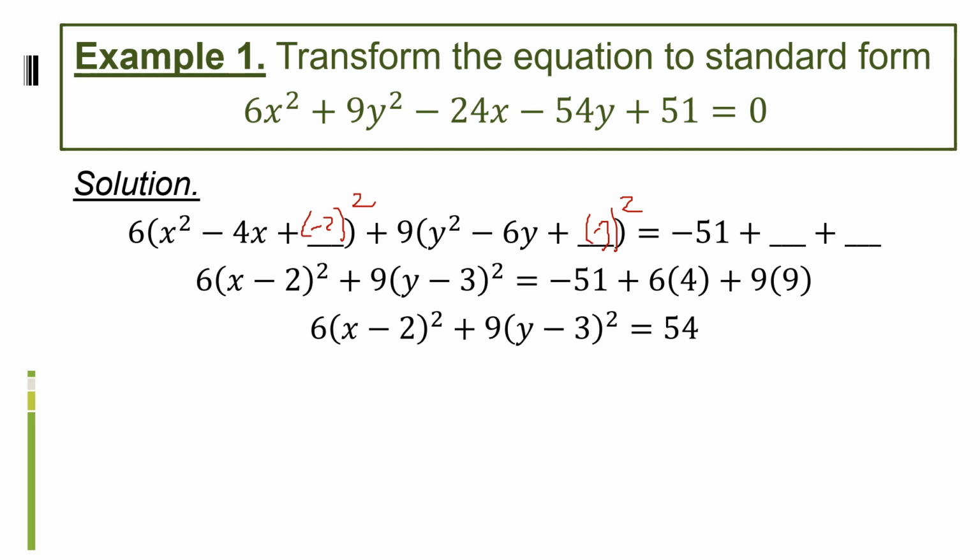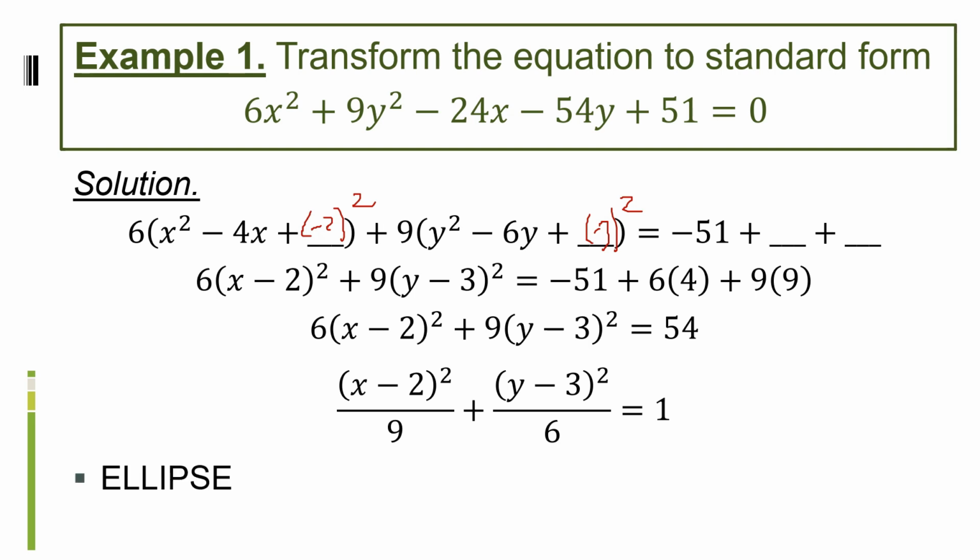And if we divide everything by 54, we have (x minus 2) squared over 9 plus (y minus 3) squared over 6 is equal to 1, which is an equation of an ellipse. So therefore, this equation is an ellipse.